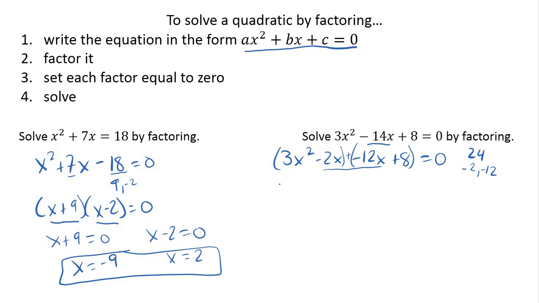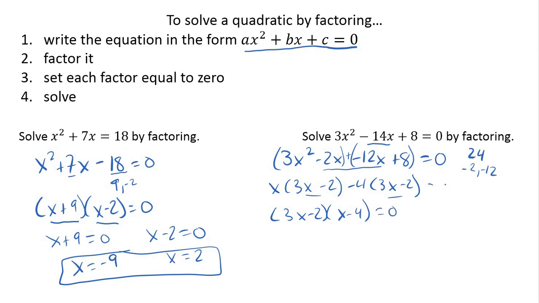So what could I pull out of this? Well, I could pull an x, so that'd be x times 3x minus 2. Out of this, I could pull a negative 4, and that would leave 3x minus 2, right? Yeah, negative 4 out of both of those. Notice these are the same, which they should be. And so then I've got 3x minus 2 times x minus 4. Same thing from there now: set each factor equal to 0 and solve.